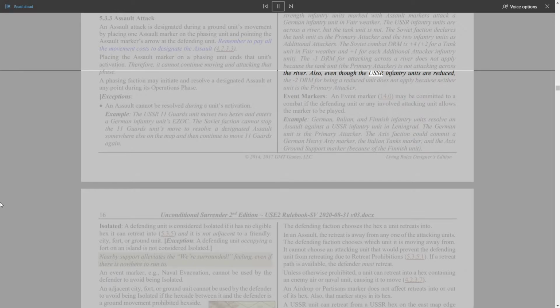Also, even though the USSR infantry units are reduced, the -2 DM for being a reduced unit does not apply because neither unit is the primary attacker. Event markers. An event marker 14.0 may be committed to a combat if the defending unit or any involved attacking unit allows the marker to be played.